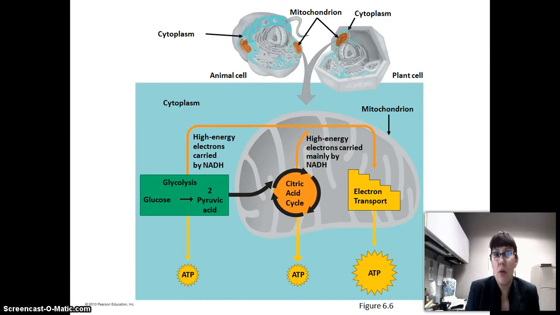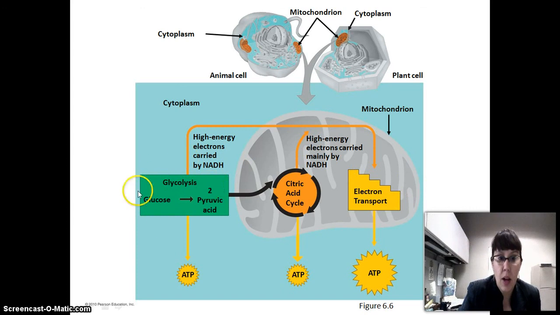So here's an overview of aerobic respiration, which can occur both in plant cells and in animal cells. Plants have to break down glucose to form ATP as well, and they have mitochondria in them. So there are 3 steps that you need to know. The first is called glycolysis, the second step is called the citric acid cycle, and the third step is called electron transport. Electron transport is where most of the ATP is actually made. So let's have a look.